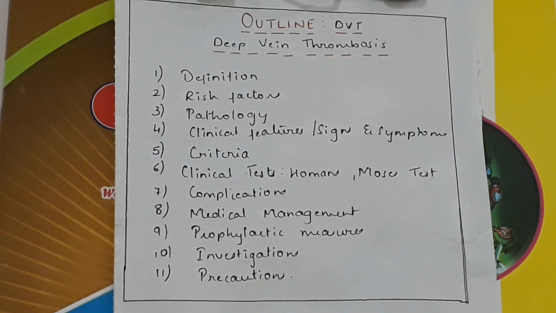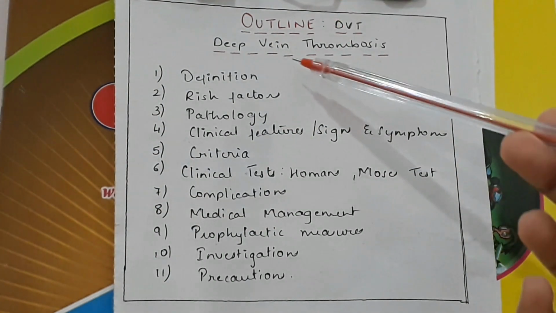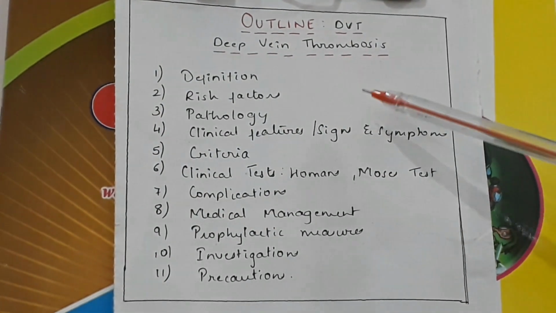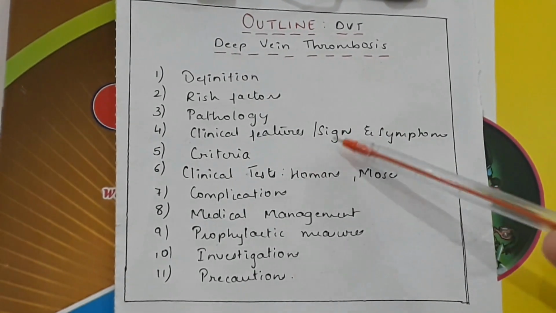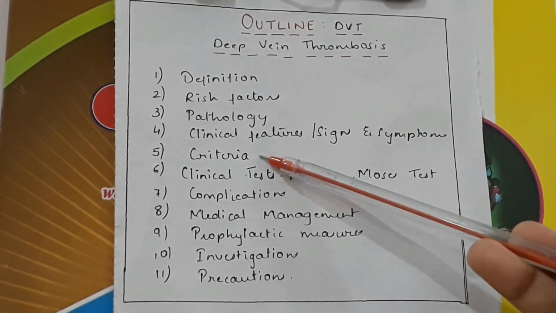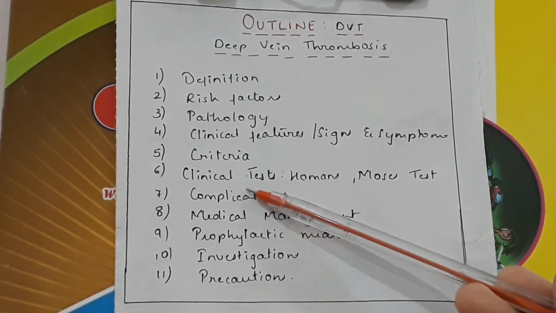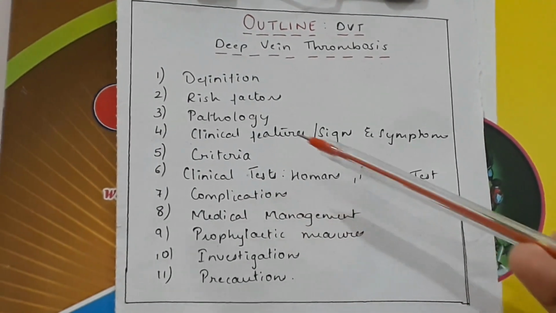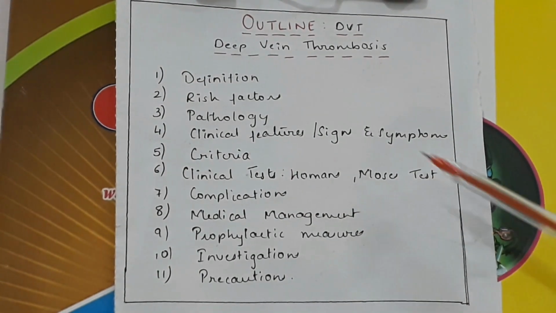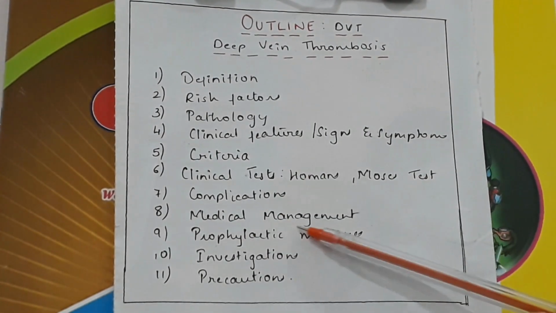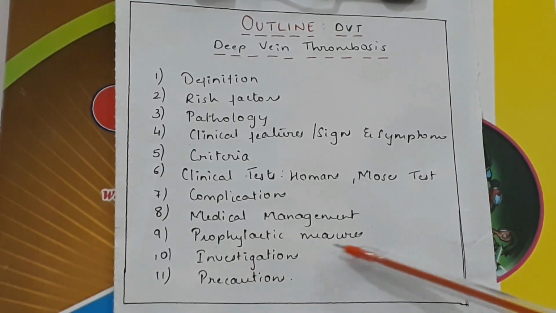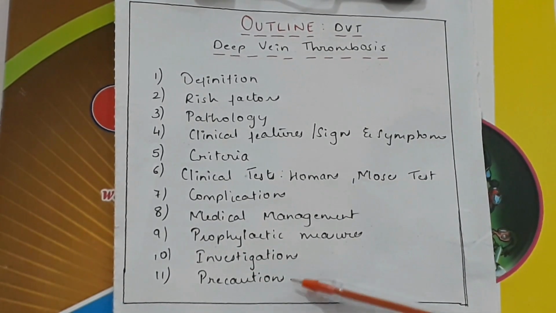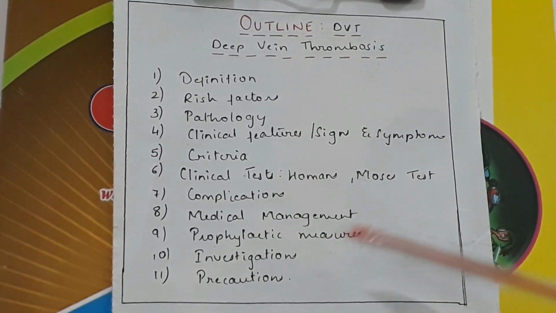Let's talk about DVT, which is also called deep vein thrombosis. So the outline, what we are going to study today in DVT is, first we'll talk about the definition, the risk factors, the pathology, clinical features or the signs and symptoms, the criteria which is used for DVT, clinical tests also called the special tests like the Homans sign or the Moses test, complications of DVT, medical management for DVT, the prophylactic measures, investigations, and then finally the precautions for DVT.